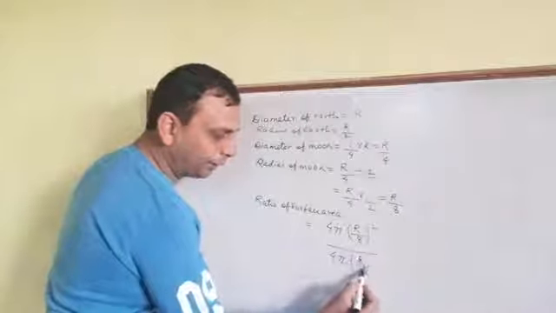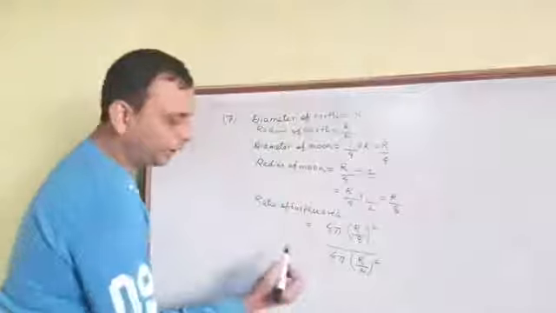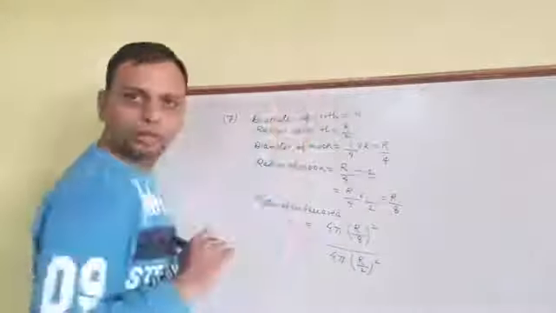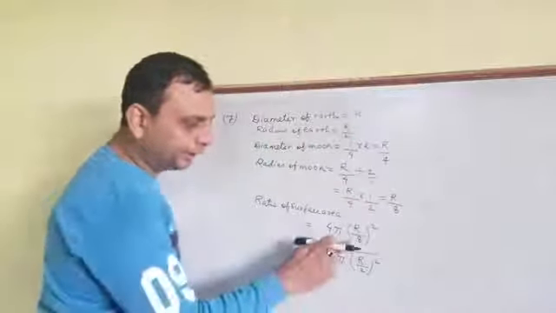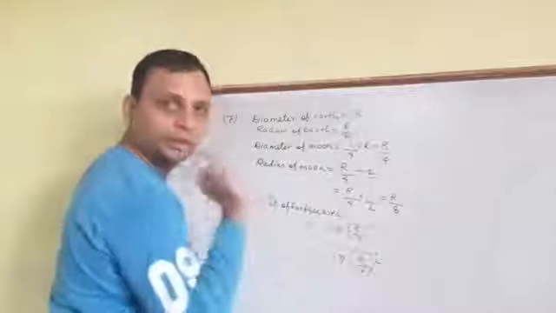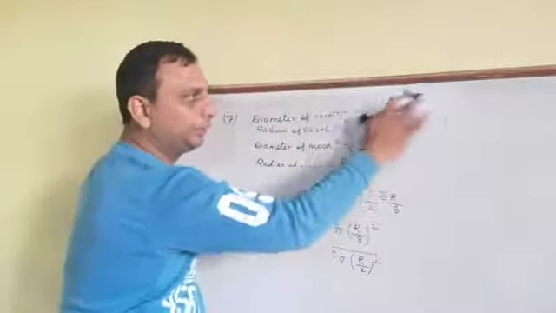Why did the square come? Because the sphere formula is 4 pi r square. So we have to take the square of the radius. I wrote the radius as r upon 2, so the square sign is there, so I put the square sign, because in the formula you have to put the squared radius.